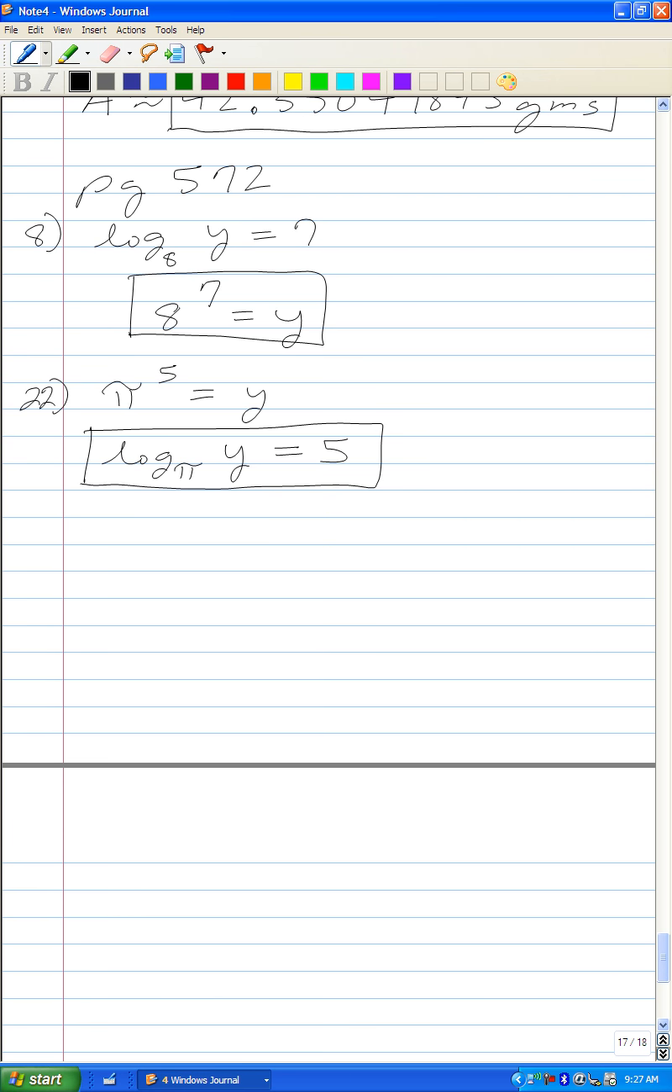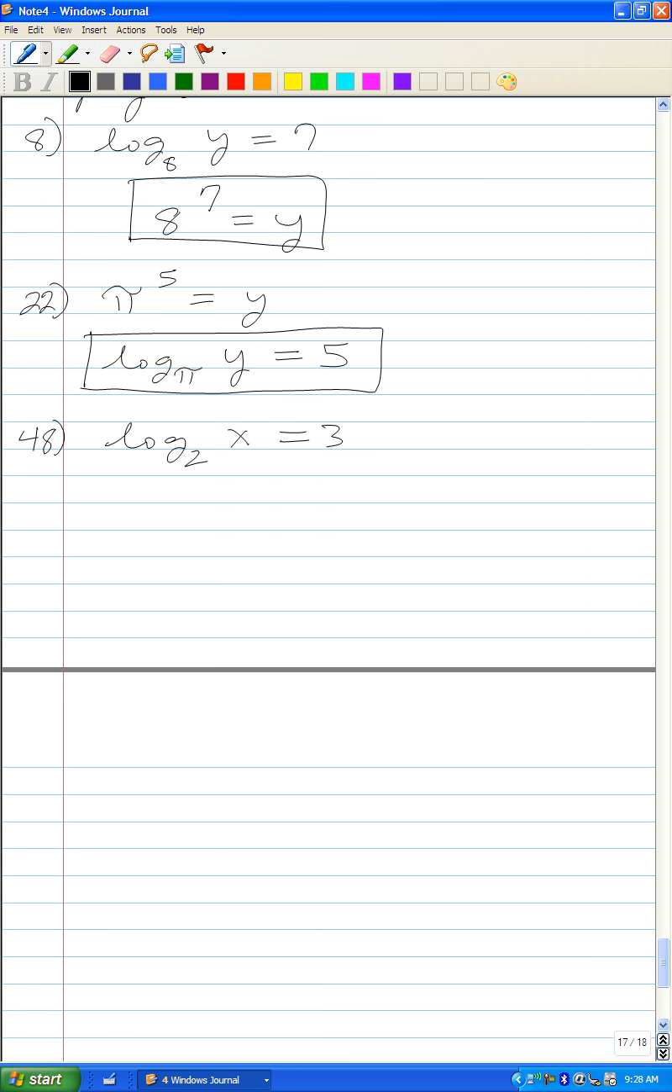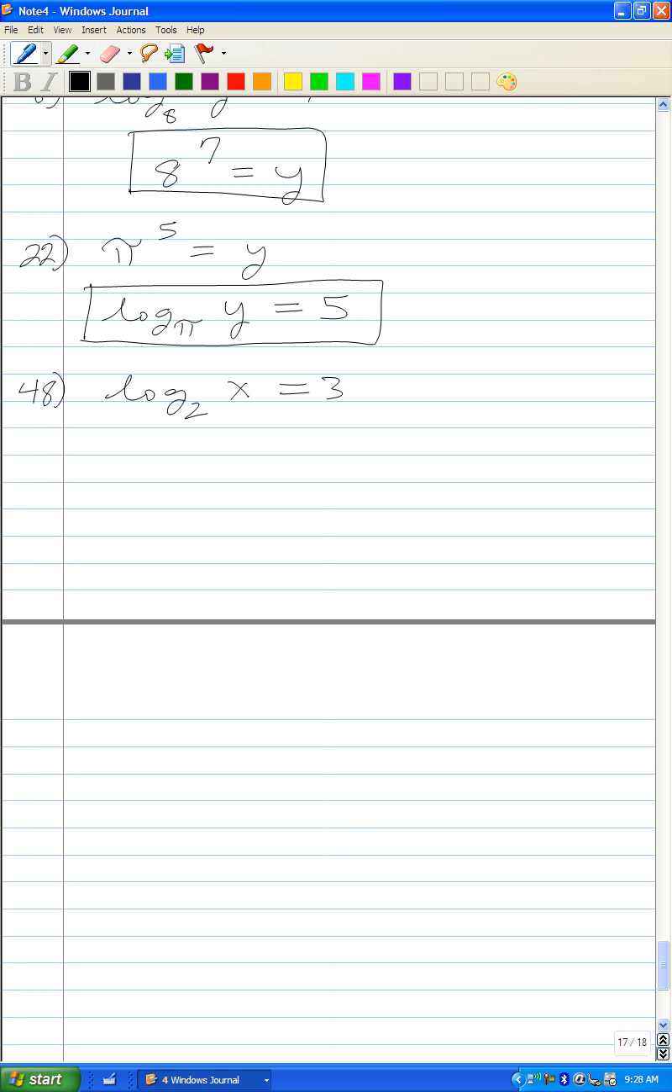Problem 48. Solve log base 2 of x equals 3. So let's rewrite this in exponential form. The base is 2, exponent is 3, result is x. 2 cubed is 8. So x is equal to 8.